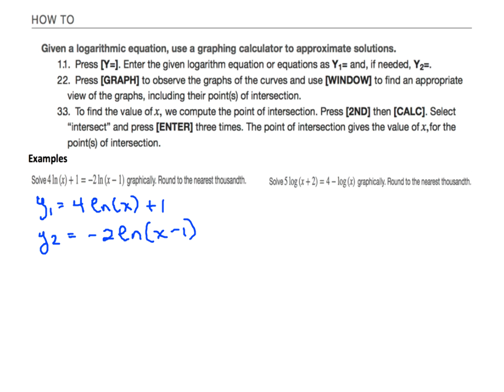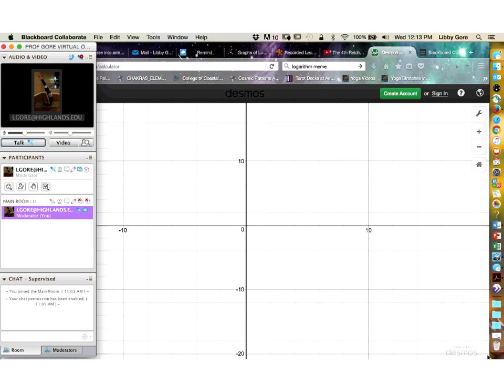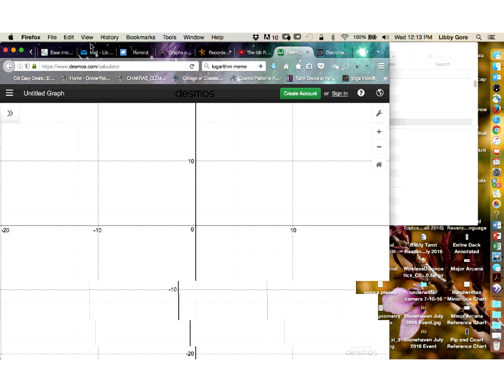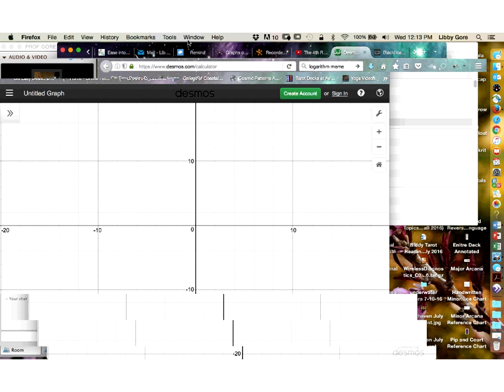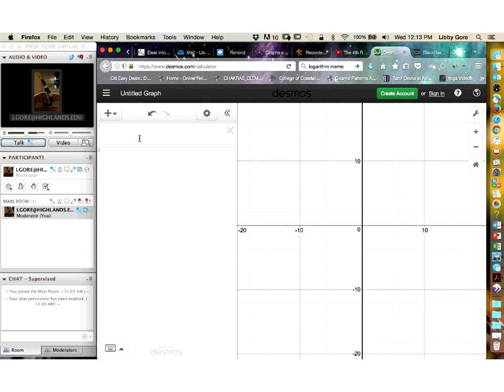And let me see if Desmos will, I don't know if Desmos has the ability to do logarithms. Let's go check it out so we can take a look together. Let me make sure I'm on my calculator. Okay. I'm going to make this a little smaller. And I need to show my input.